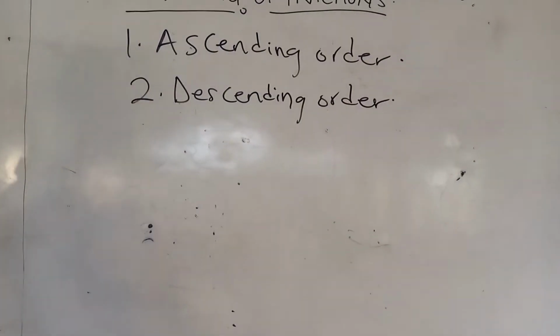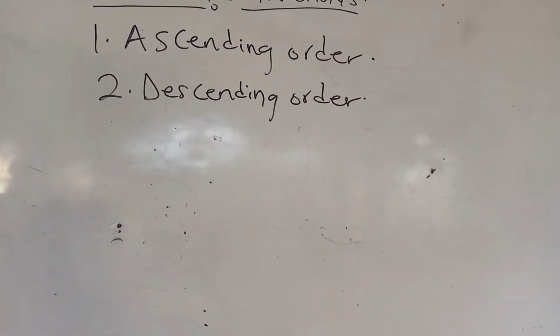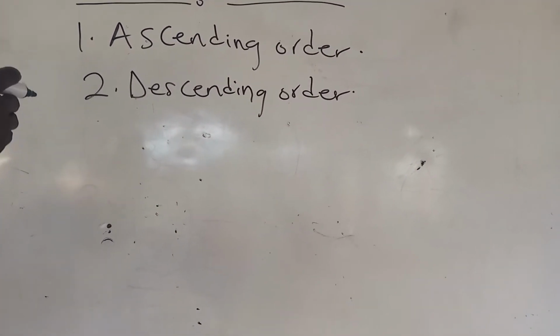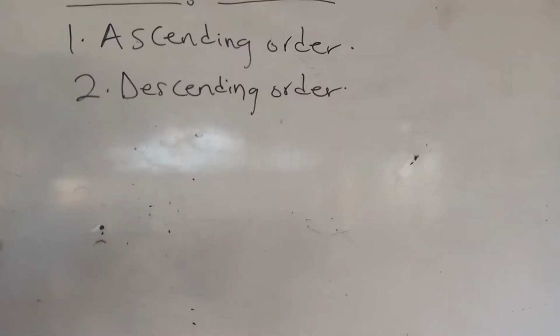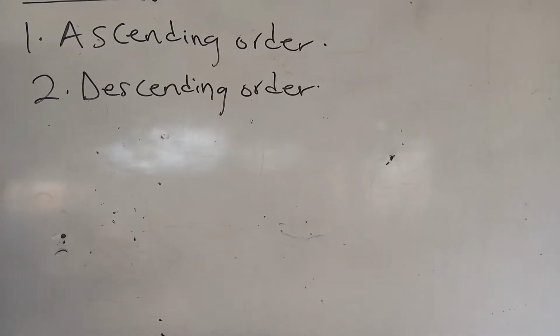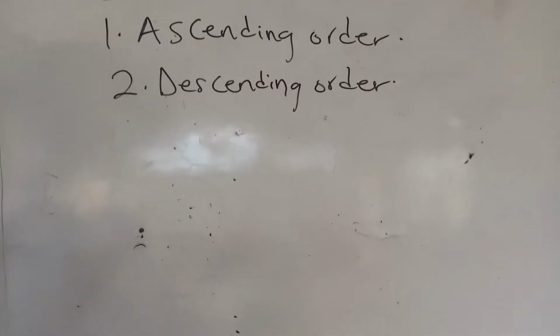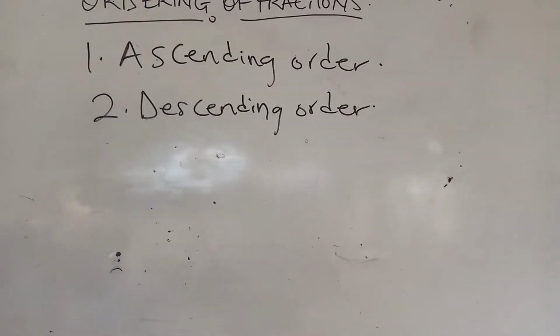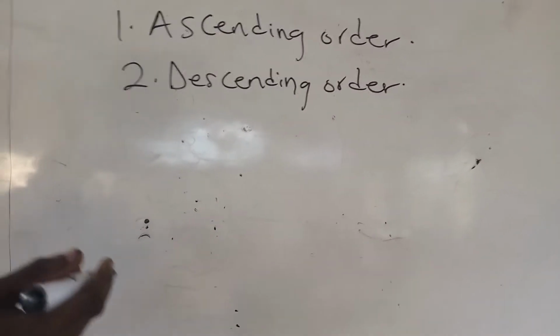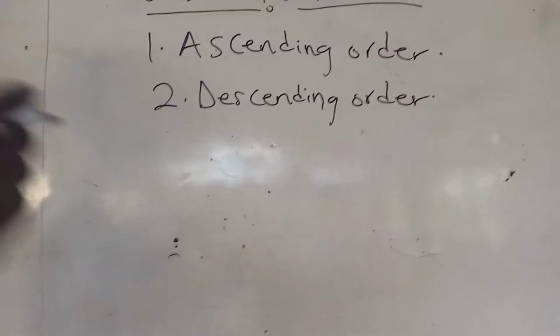One may ask, what is an ascending order? Always, in ascending order, we arrange from the smallest to the largest. I take it again. For ascending order, we arrange from the smallest to the largest. Descending order, you arrange it from the largest to the smallest.